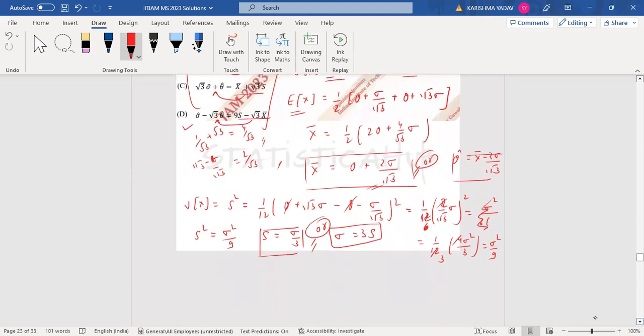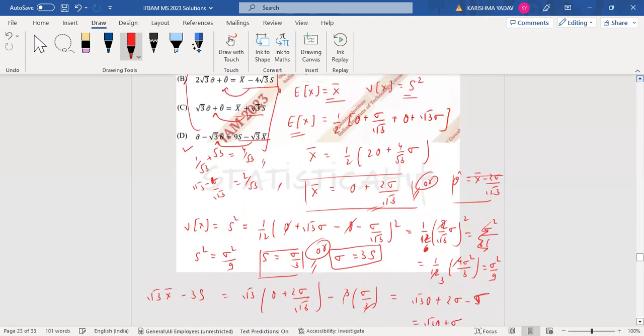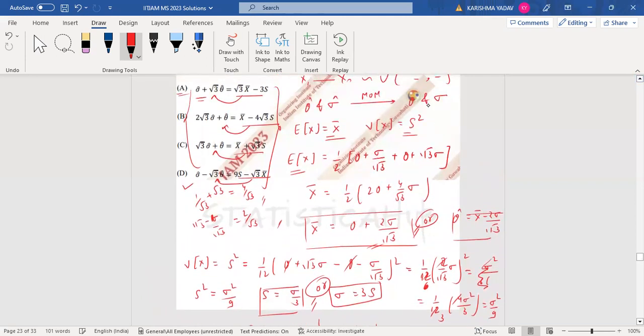We have root 3 x bar minus 3s. Root 3 x bar is root 3 times theta plus 2 sigma by root 3, minus 3s, where s is sigma by 3. That equals root 3 theta plus 2 sigma, minus 3 times sigma by 3. The 3 and 3 will cancel out, so this will be sigma. So I got root 3 theta plus sigma. Let me see whether the result matches. We have root 3 theta plus sigma, so this one is the true equation.